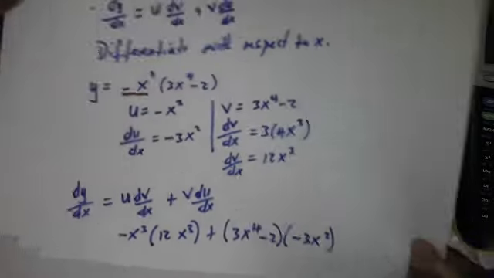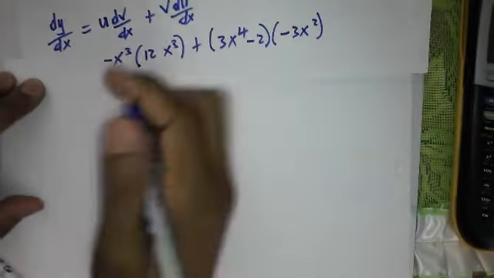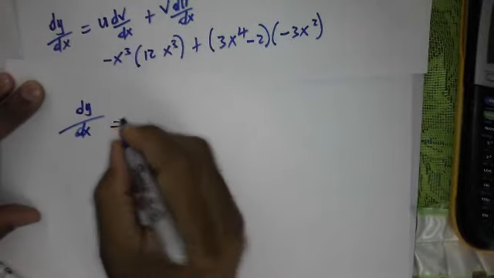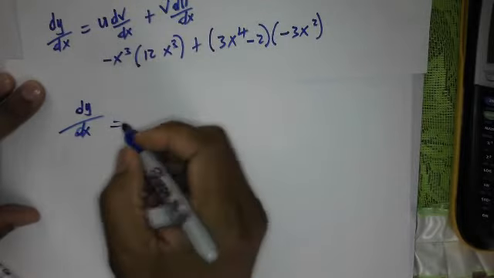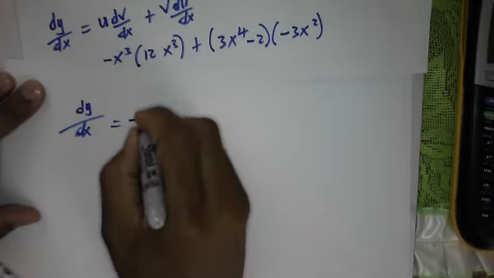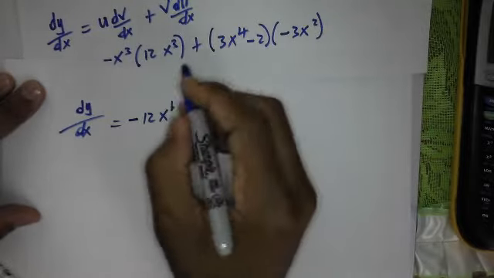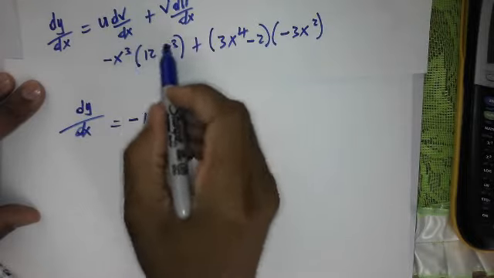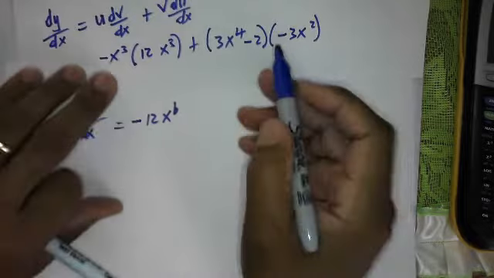Alright, so let's simplify it a little bit. So dy by dx is equal to negative x cubed times 12x cubed. Negative times positive, that is negative 12. x cubed times x cubed, that is x to the 6th. Because remember, when you're multiplying and the bases are the same, you add the exponents. So 3 plus 3, that is 6. Okay? Alright. Let's come here now.